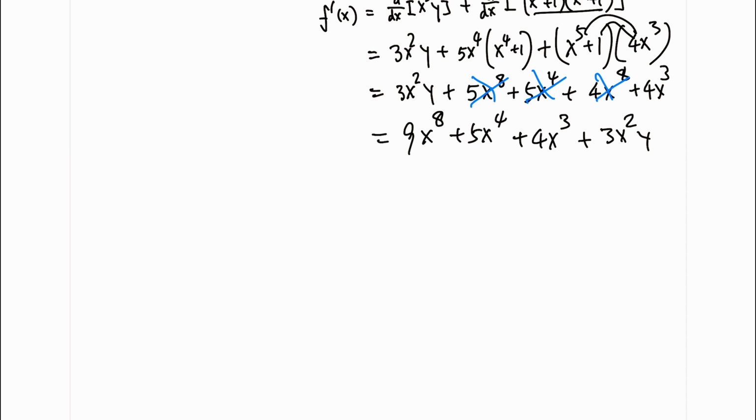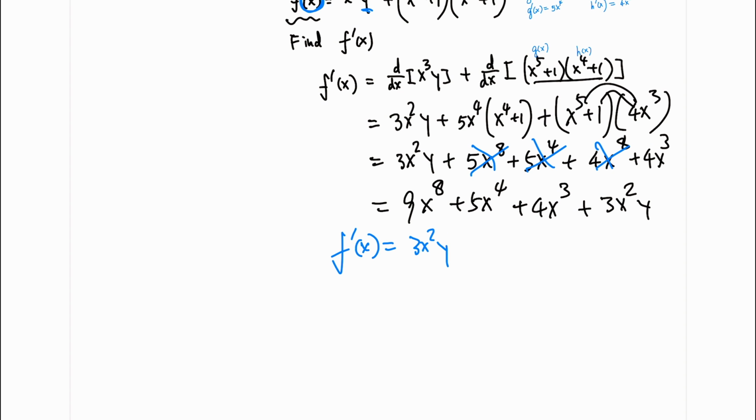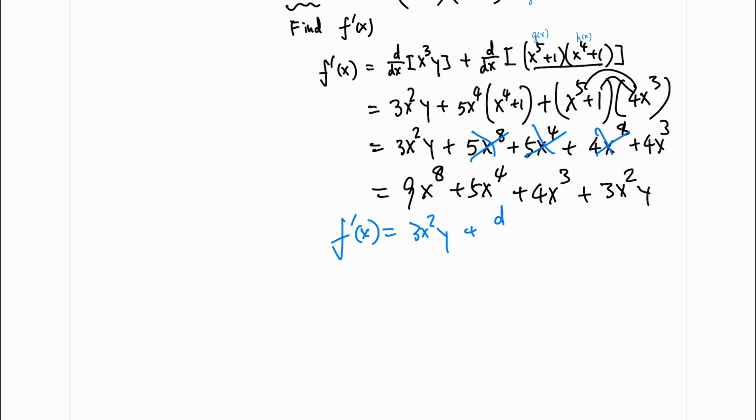And let's do the other simpler way, using the multiplying out method, or kind of a non-calculus method. So then we have another method. f prime of x is simply equal to this. We still have this 3x squared y. And for that part, we can calculate the derivative with respect to x of x to the 9th plus x to the 5th plus x to the 4th plus 1.